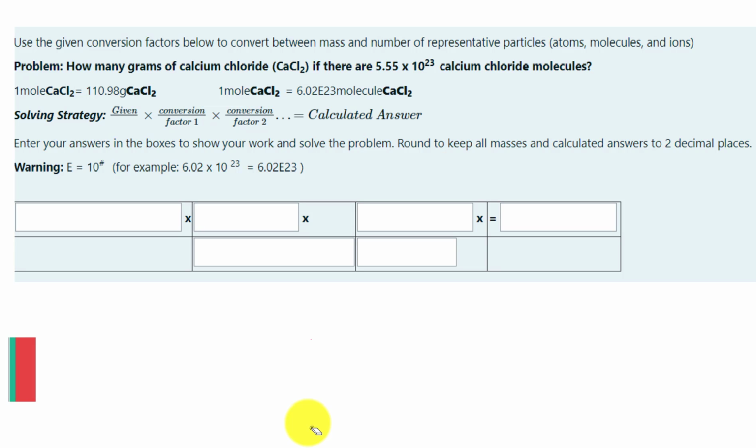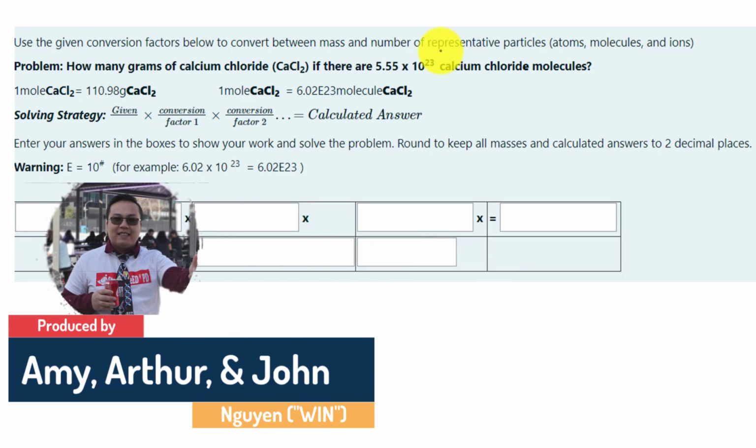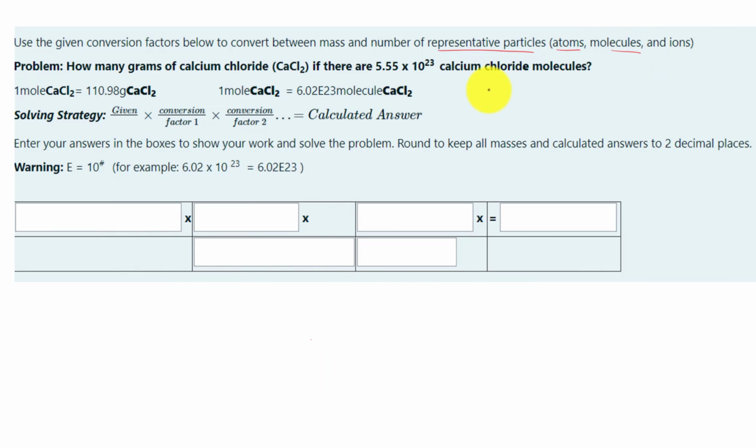What we have here is this question, right? Again, we are trying to count atoms or, specifically, representative particles. It could be atoms, molecules, or ions, any one of those things. And we are given this problem: how many grams of calcium chloride, CaCl2, are there in 5.5 times 10 to the 23rd calcium chloride molecules?